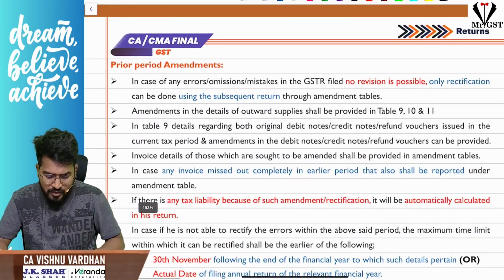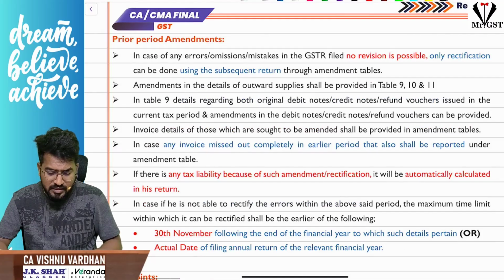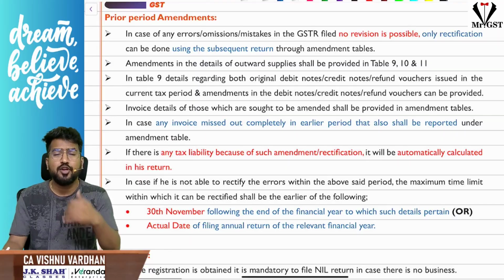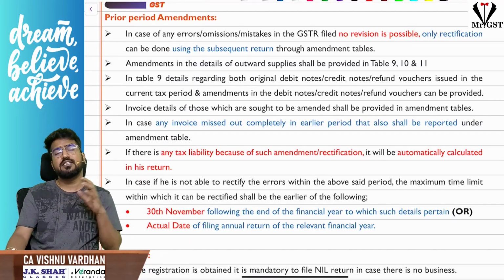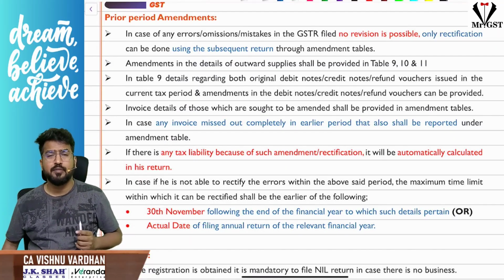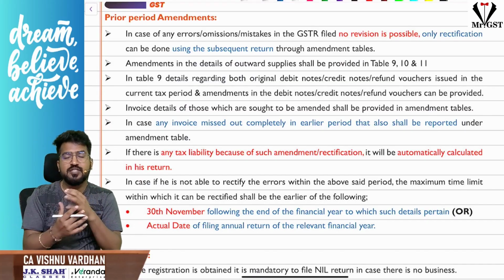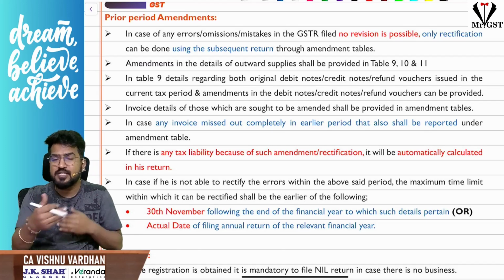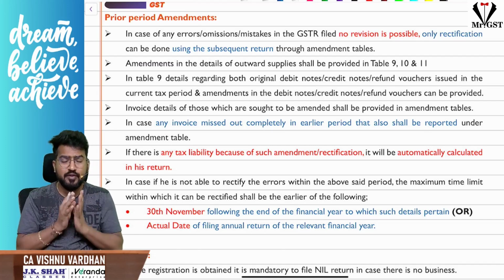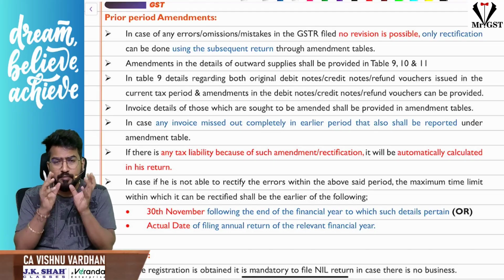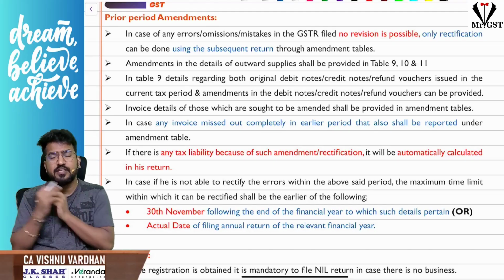Okay. And obviously, sir, if any mistakes are made in filing GSTR1, we cannot revise GSTR1. We cannot file a GST revised return because this is not income tax. Please understand. We cannot file the revised return, but you can rectify the mistakes in the subsequent returns. That means if I have made any mistakes in April month, I can rectify them in the May month return.